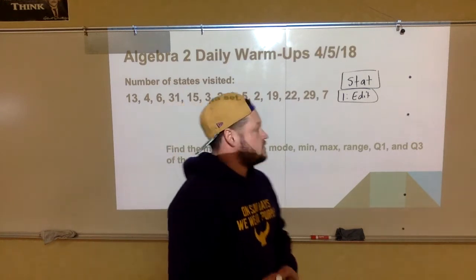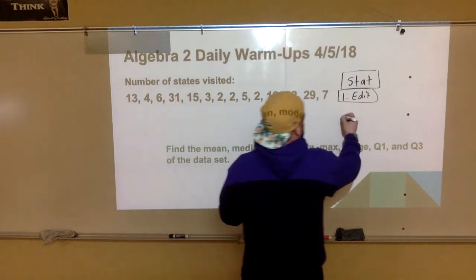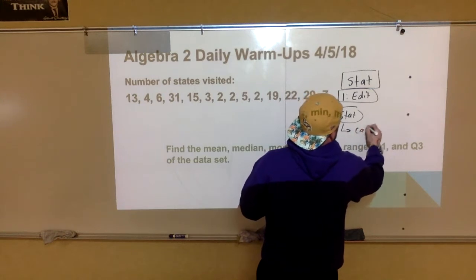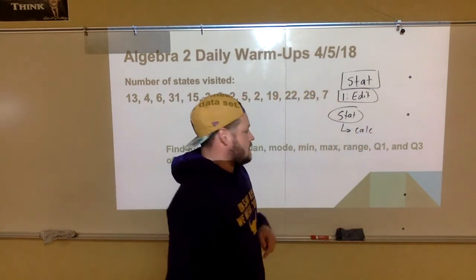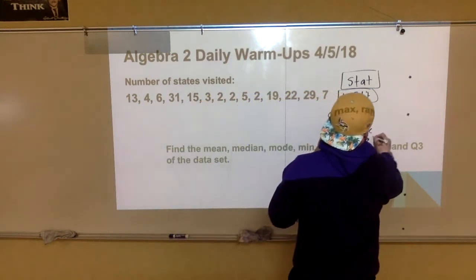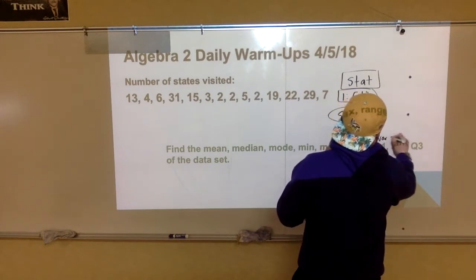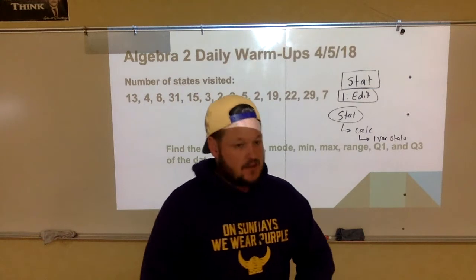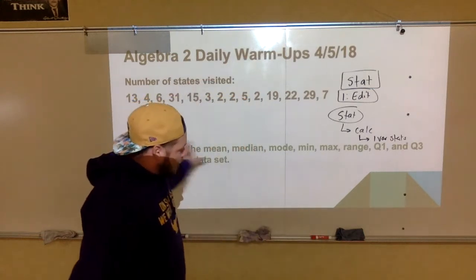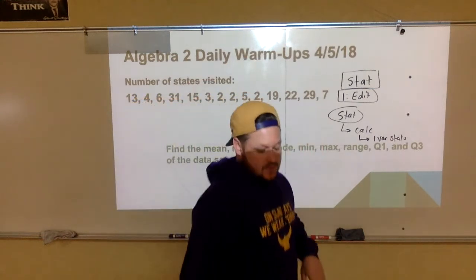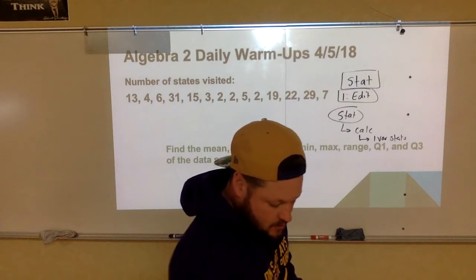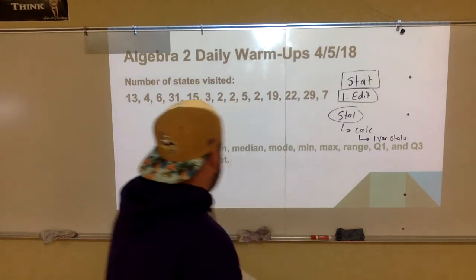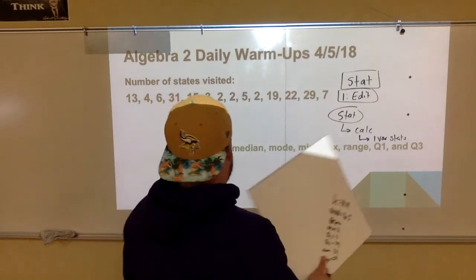Once you have all those in your list, you need to go back to Stat, and then go to Calc by hitting the right button. Then you need to go to One-Variable Stats and hit Calculate. That will give you almost all of this information all at once. So once you've done that, I'm going to do that right now, you should have some answers that go like this.